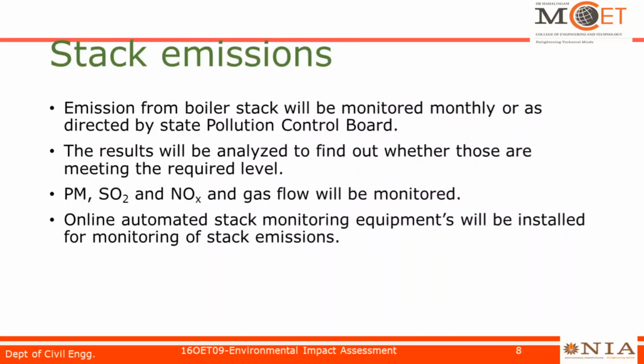Stack emissions. Stack emissions from boiler stack will be monitored monthly or as directed by the State Pollution Control Board. The results will be analyzed to find out whether those are meeting the required level. Particulate matter, sulfur dioxide, nitrogen dioxide or NOx, nitrogen oxides and gas flow will be monitored. Online automated stack monitoring equipments will be installed for monitoring of the stack emissions. Right? So these are the chimneys that are there in the factories from which the air pollutants are released into the air.